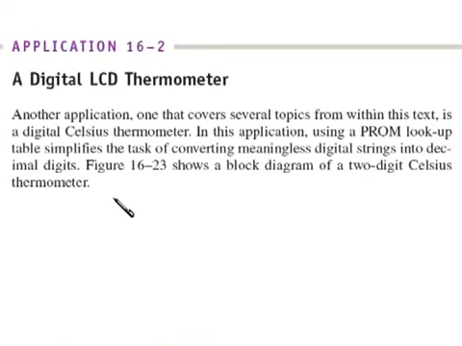Application 16.2 is a digital LCD thermometer. Another application, one that covers several topics from within this text, is a digital Celsius thermometer. In this application, we're going to use a PROM lookup table to simplify the task of converting meaningless digital strings into decimal digits. So we'll look at this diagram now and discuss it.